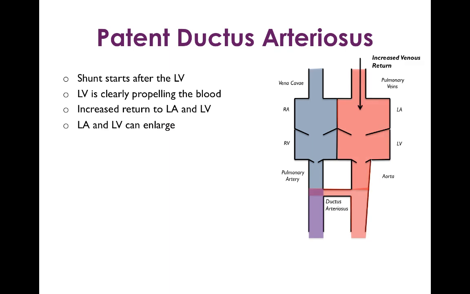Again, just like ventricular septal defect, all that blood that ended up extra in the pulmonary artery is going to get returned back through the pulmonary veins to the left atrium and the left ventricle. So these chambers can also enlarge, and that's why with patent ductus arteriosus, you get a left atrial and left ventricular enlargement. So it's important to see that different chambers dilate depending on the level of the shunt: ASD, VSD, PDA. But thinking through that anatomically, I think you can understand why.